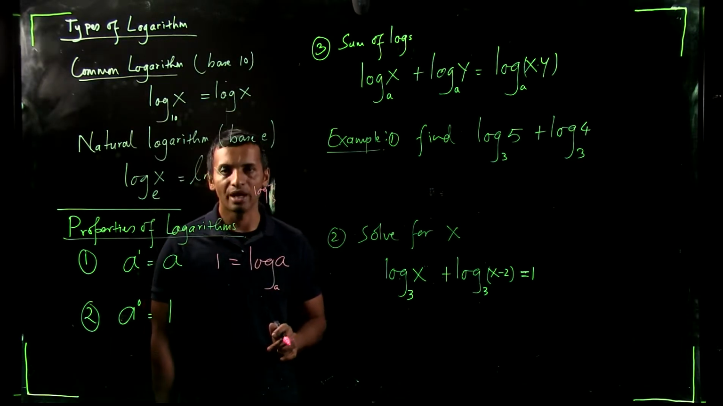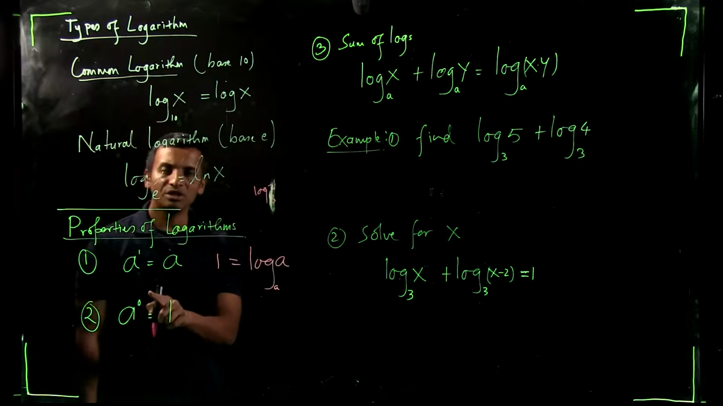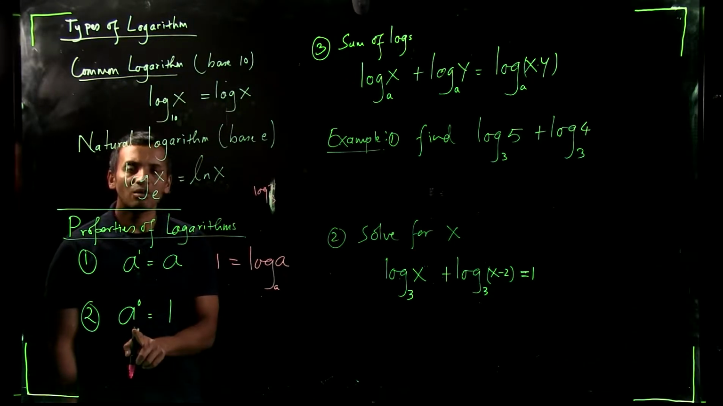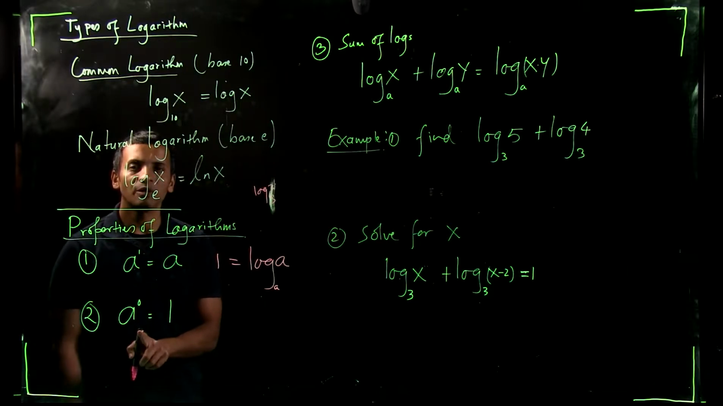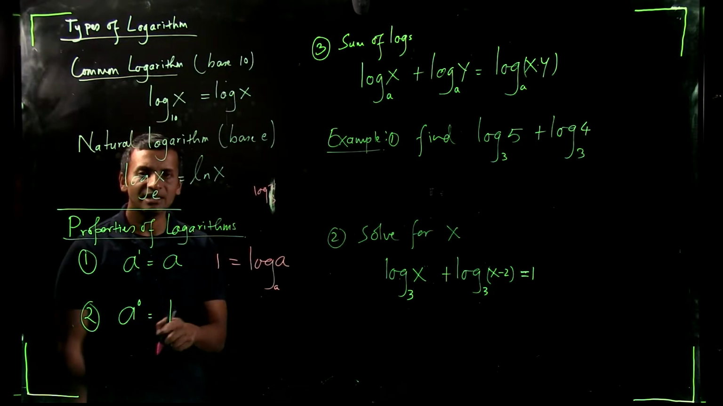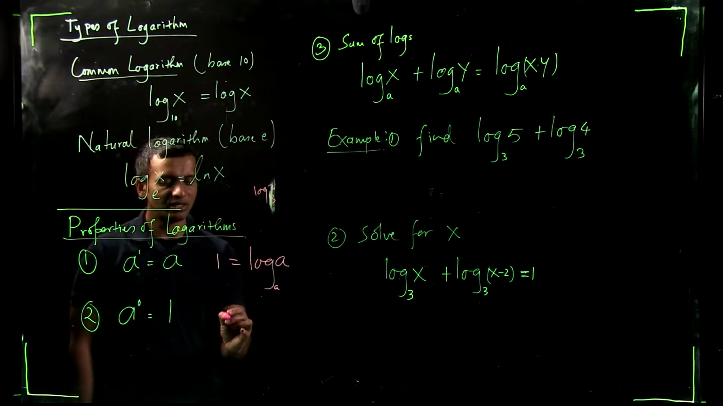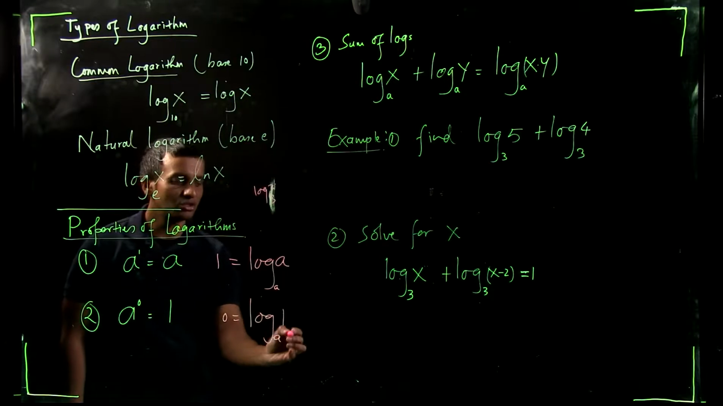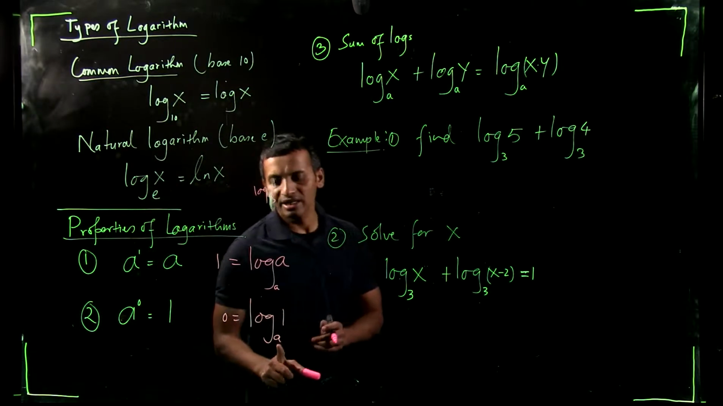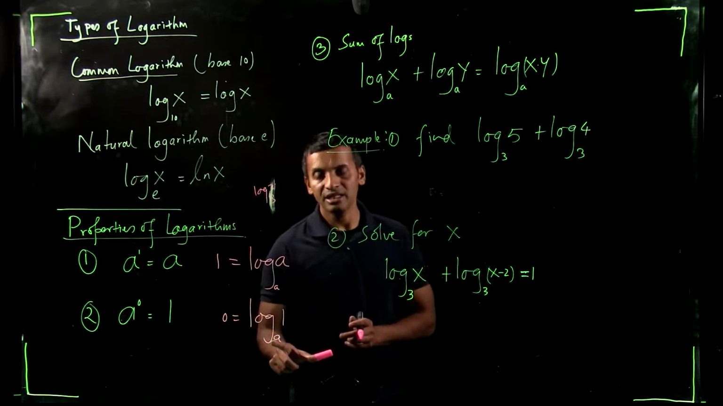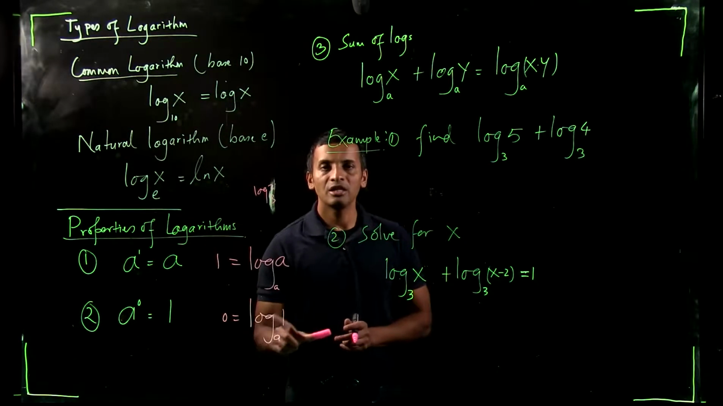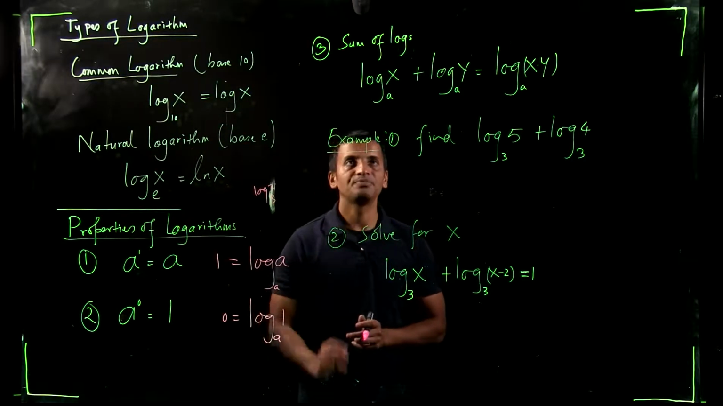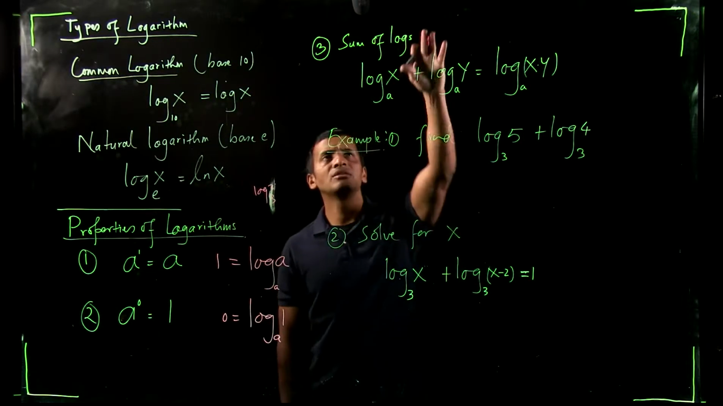The next thing is a to the 0 is 1. Since a is non-zero, any non-zero number raised to the 0 power is always 1. So how do you write this using log? You write 0 equals log of the other side, and the base goes to the base. So what does it say? It says that for any base, the logarithm of 1 is always 0. Make sense?